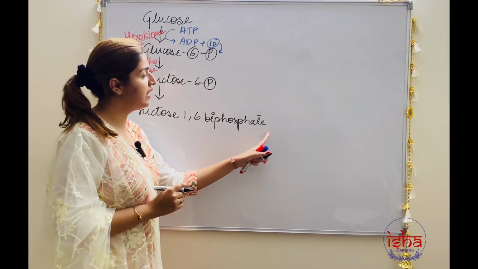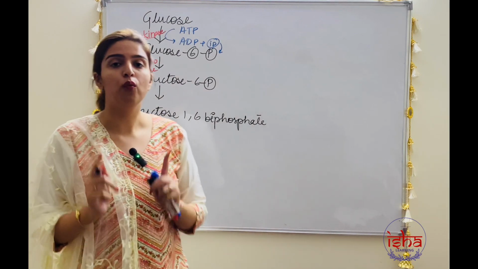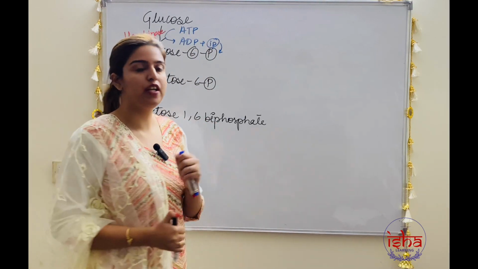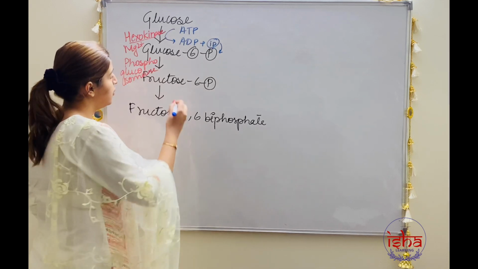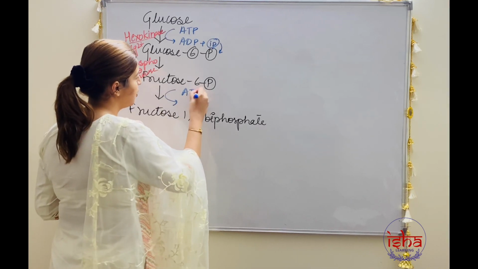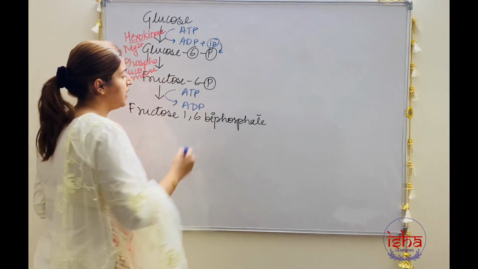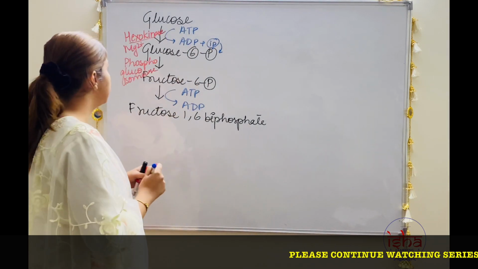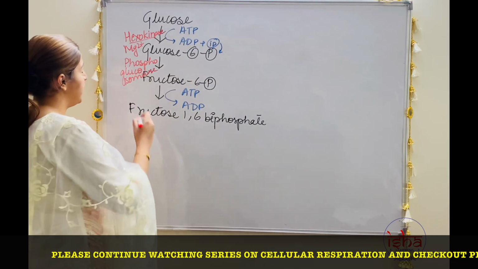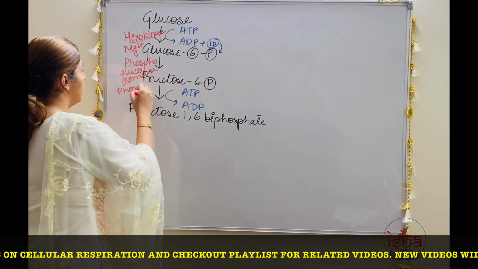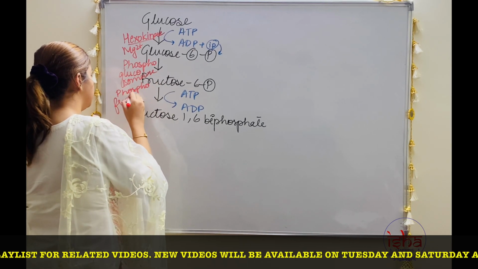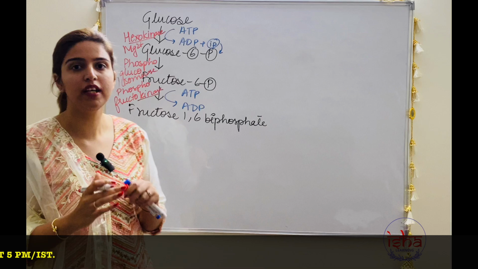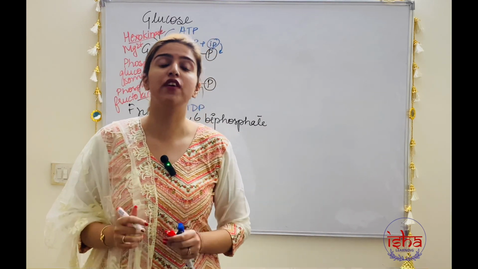I note that this is again a phosphorylation reaction. One more phosphate group is going to get added. For the addition of phosphate group, again I am going to require the conversion of ATP to ADP. This means that one ATP is consumed over here also. Now the enzyme in this case is going to be phosphofructokinase. So the kinase enzyme basically does what? It moves around a phosphate group.